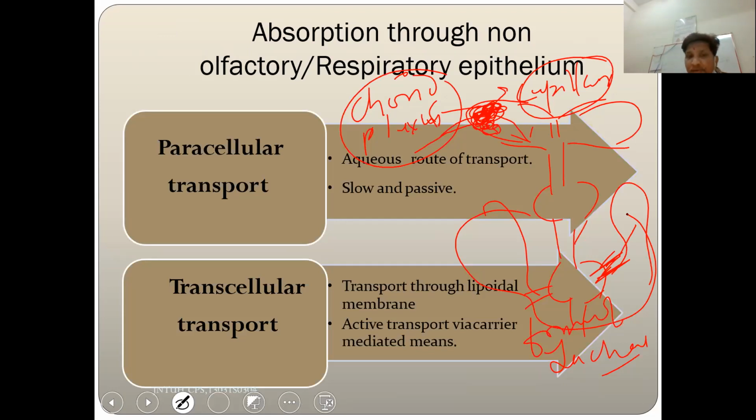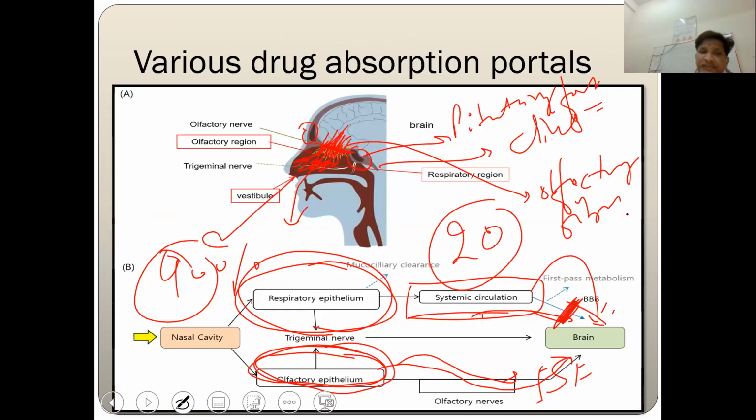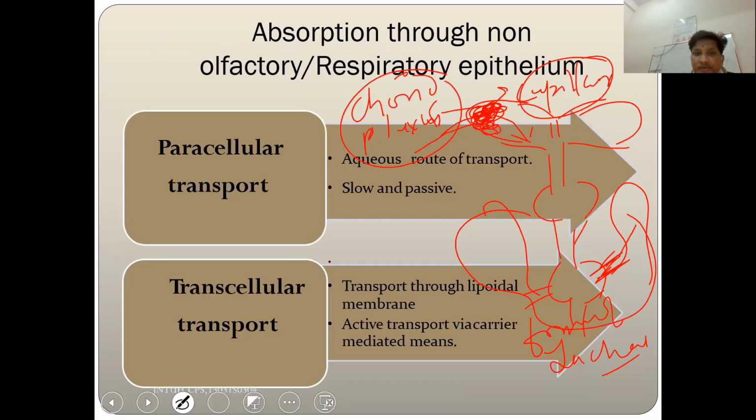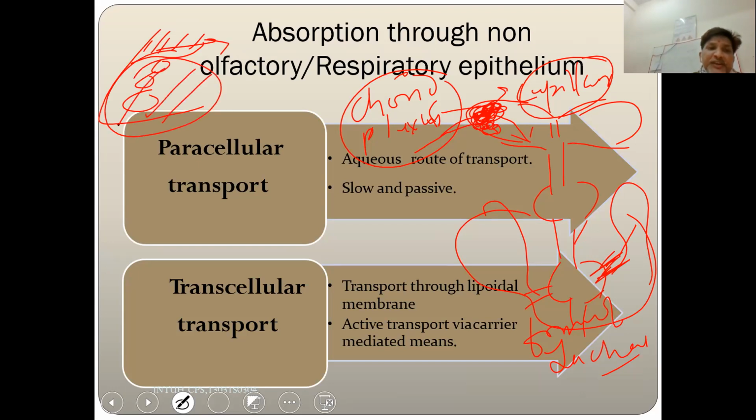So when we talk about absorption through the respiratory epithelium, let me explain this. Nasal cavity, respiratory epithelium. This is the olfactory fossa. I am talking about the rest of the area, which is 90%. The absorption happens in two forms: between the cells or through the cells. These are the cells. This is the lamina propria.